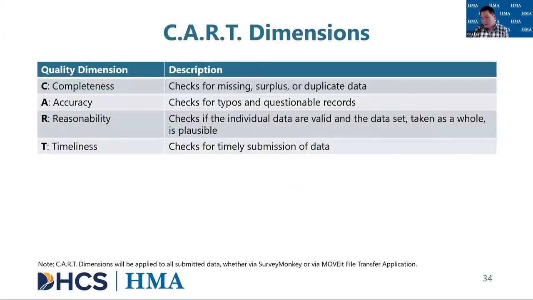For quality assurance or QA, we follow the CART dimensions that have been used by DSCS for the managed care plan. These are industry standard QA dimensions. So for us at HMA, we will look for completeness, accuracy, reasonability, and timeliness for submitted data. And as a note, CART dimensions will be applied to all submitted data, whether you are using SurveyMonkey or the MOVEit file transfer application. Next, please.